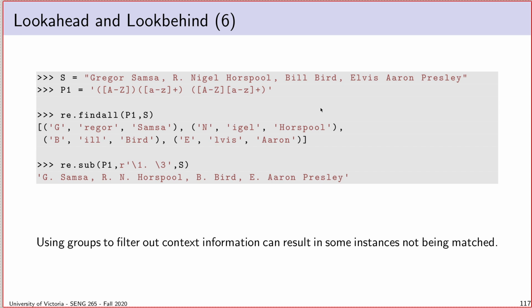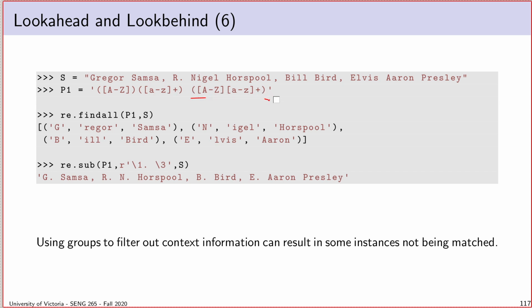Okay, so here's an example where I'm trying to use groups. What I'm going to do here is, maybe I've never learned about look ahead and look behind. I'll say, what I want to do is match the entire name, the first and last. Here's the first initial, and then here is the rest of the first name, and then here is the last name. What I'll do is match all of the parts of the name, and then in my substitution, I will ignore some of those groups.